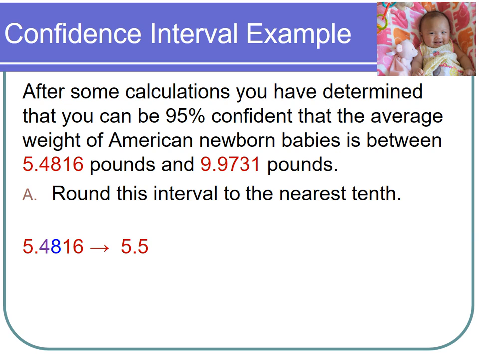What we do when we round up is we take our rounding number, which is the 4, everything to the right of it we erase, and then we round the 4 up to a 5. And we end up with 5.5.